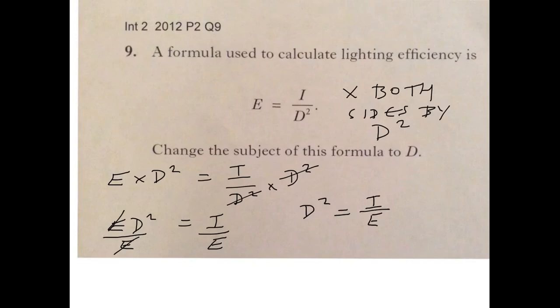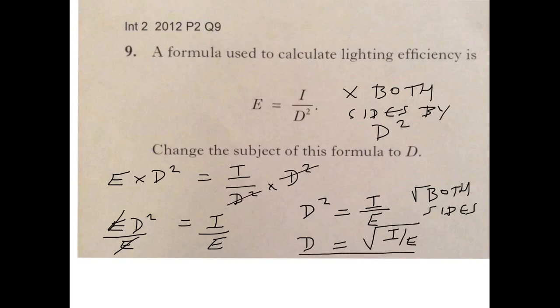To get rid of the squared, all we do is square root both sides. The square root of D squared is just D, and the square root of I over E. So our final answer is D equals the square root of I over E.